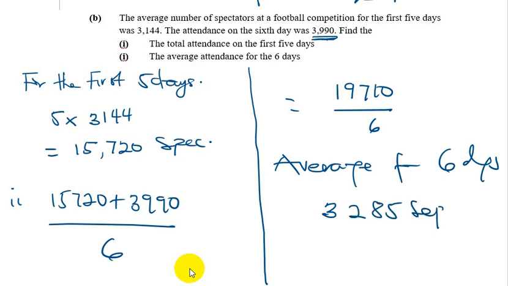3,285 spectators. That is for the entire 6 days. Adding the 6th day of 3,990 to it, and you divide by 6, we are getting this. I hope it is clear.